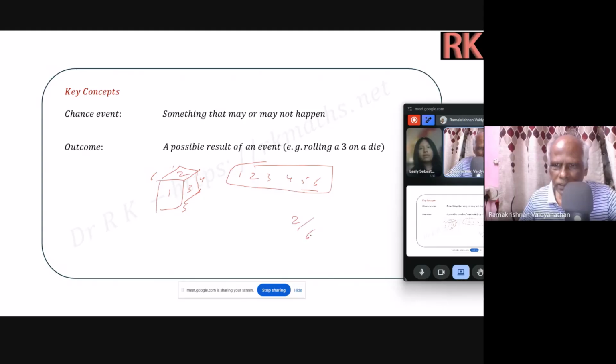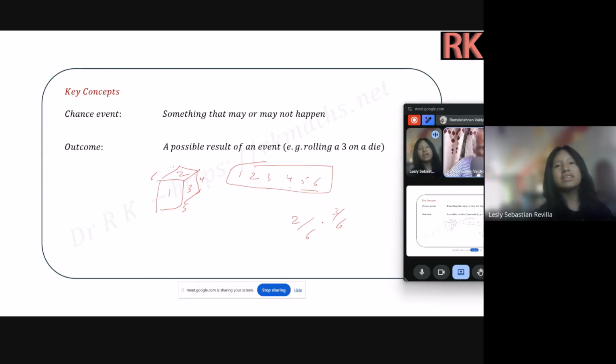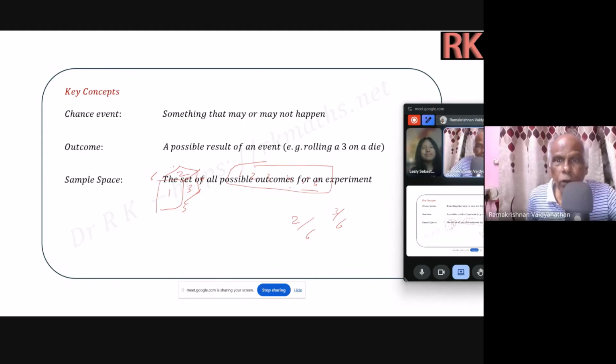2 by 6. What is the probability of my getting either 4, 5 or 6? 3 by 6. Clear? Understood? So sample space is the set of all possible outcomes for an experiment. So I roll a die. All the possible outcomes are 1, 2, 3, 4, 5 or 6. Getting 1 or getting 2 or up to getting 6.